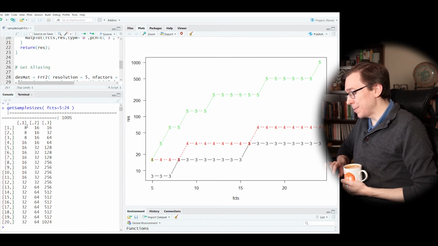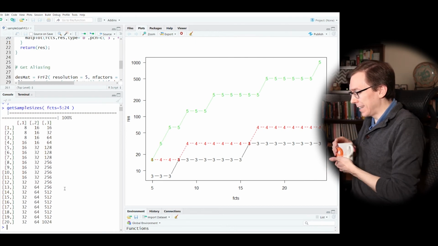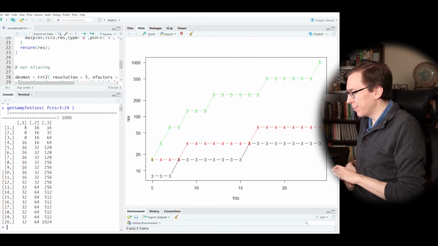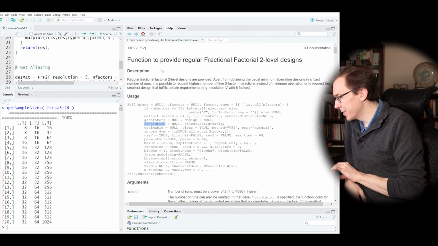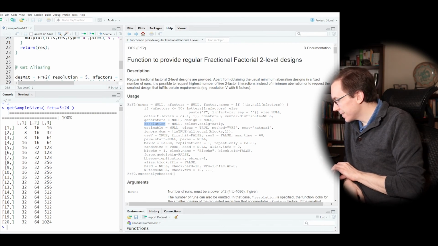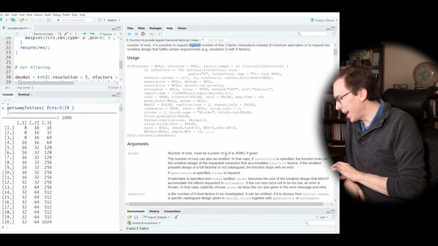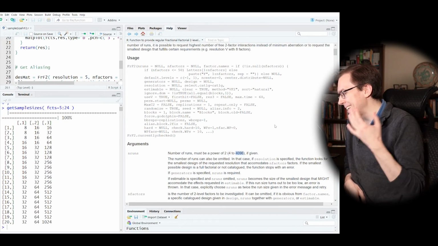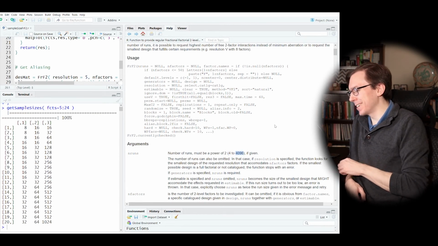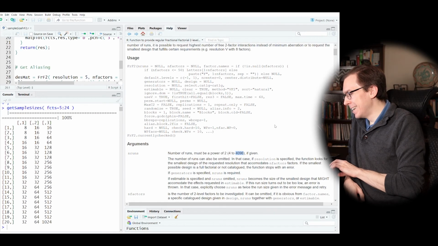Now, yes, in this case, you might notice that our sample size is always going to be a power of 2. And I think it even says that if we go back to this package, the number of runs must be a power of 2, i.e. 4 to 4096, because it's probably like, I'm never going to want to collect that much data.